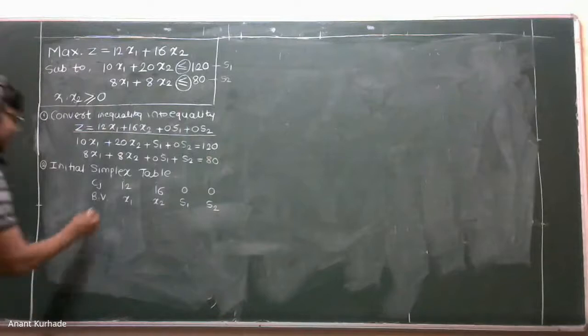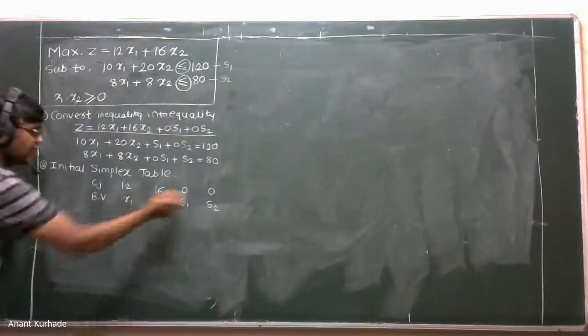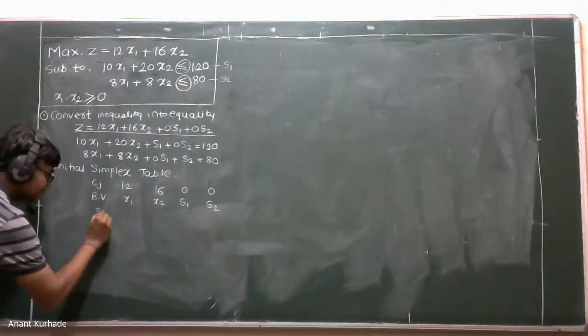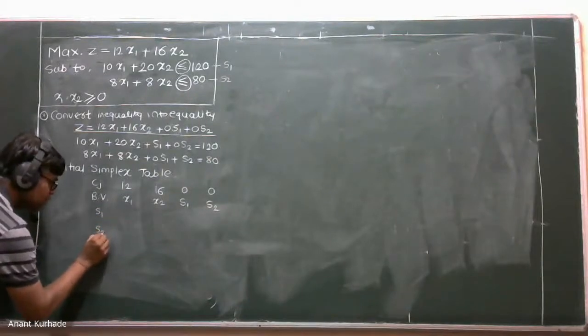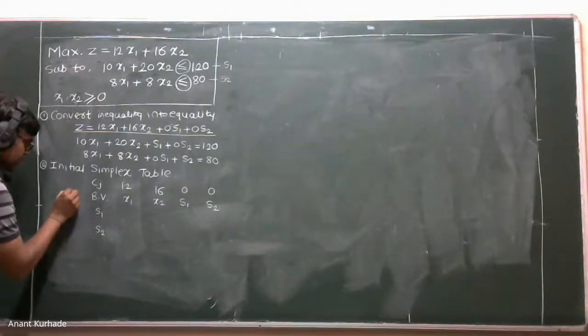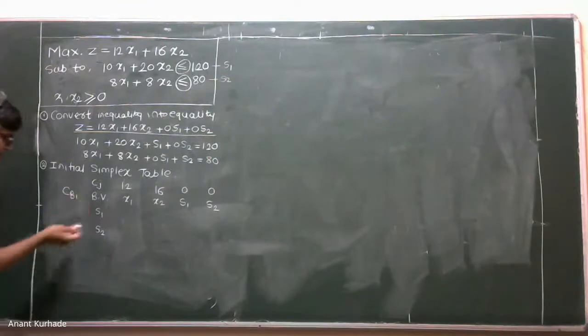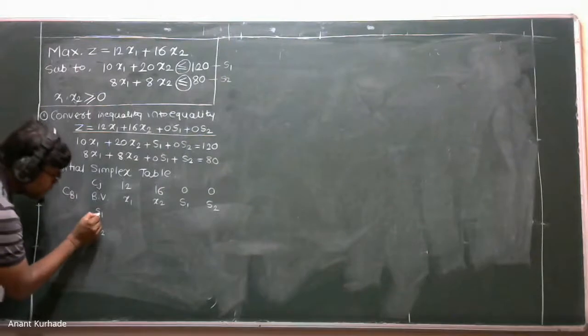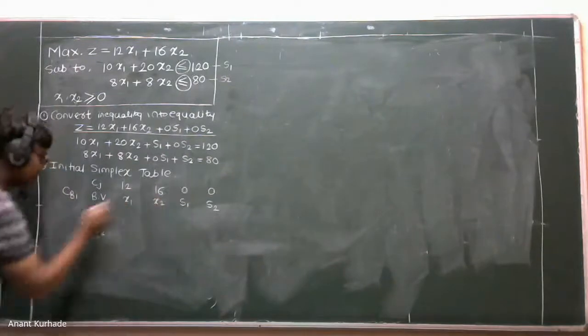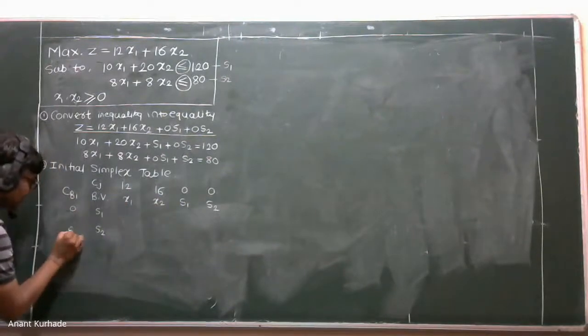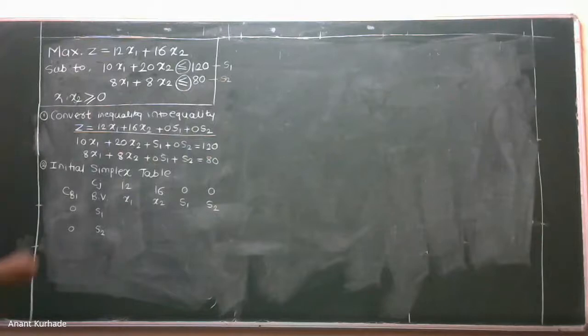And exactly below the basic variable, write down s1 and s2. And here write down CB, just a name actually, and towards the left side write down the coefficients of s1 and s2 from the objective function. So it is 0 and 0. Now you can draw this table.